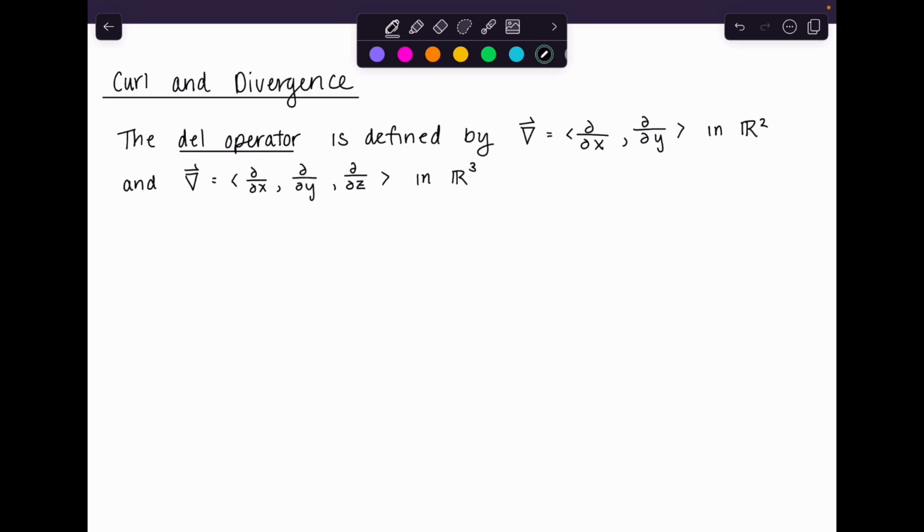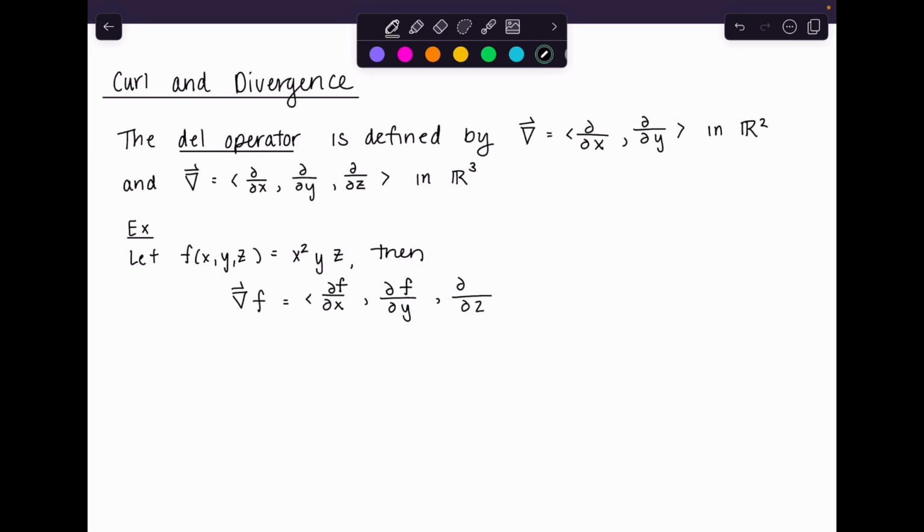So to give you an example, just working with this, again, you can have this act on a function. So if our function f of x, y, z is given by x squared y z, then really if I apply this del operator on the function, it is finding the gradient. So the first component would be I take the partial with respect to x of the function. Then I take the partial with respect to y of the function, the partial with respect to z of the function.